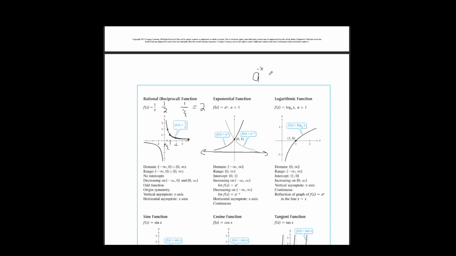If you have a to the negative x, so some number raised to a negative exponent, this will be the same as 1 over a to the positive x. That's a little bit of a random throwback to an algebra rule. Just using this in an actual example with numbers: if I did 5 to the negative third power, that would be the same as 1 over 5 to the positive third power, 1 over 125.